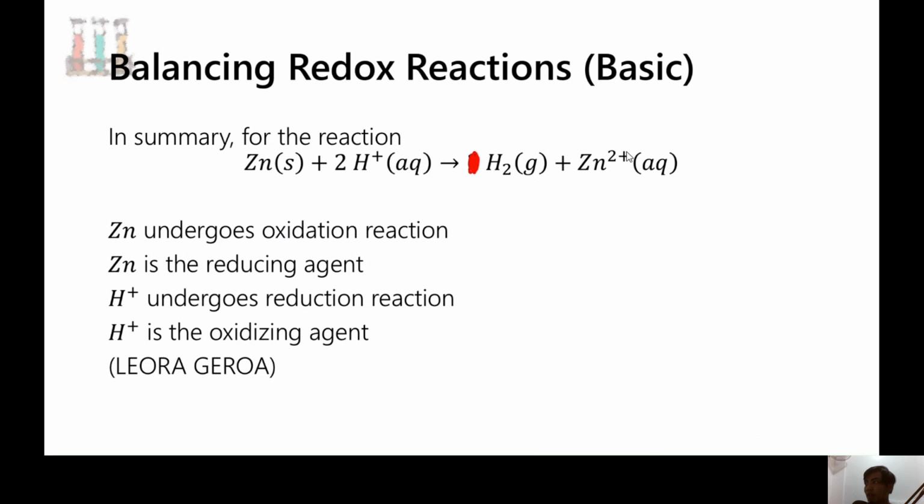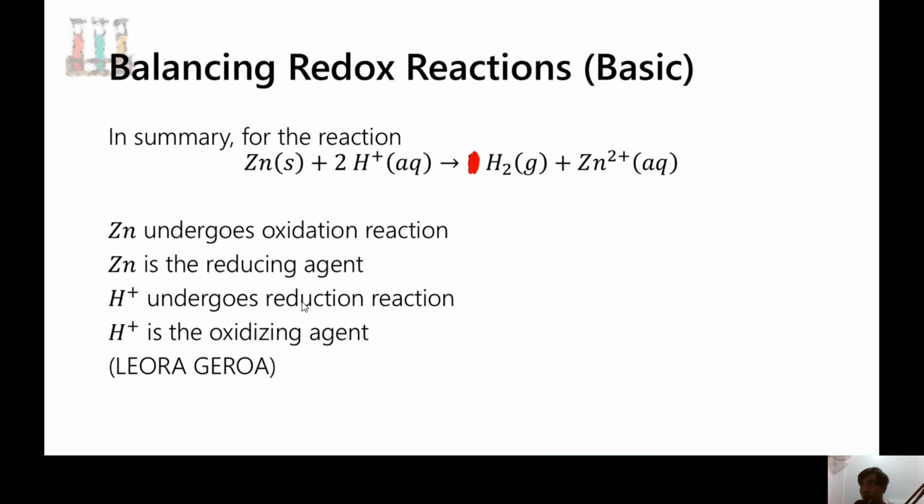Okay, so in summary, this is the final equation that is already balanced in terms of charges and in terms of atoms now. So ano alam natin dito? That zinc undergoes oxidation reaction. So since it underwent oxidation reaction, we can call zinc as the reducing agent now. So remember Leo-Ger. Yung substance that underwent oxidation reaction is the reducing agent. Ito yung tumutulong sa reduction reaction.